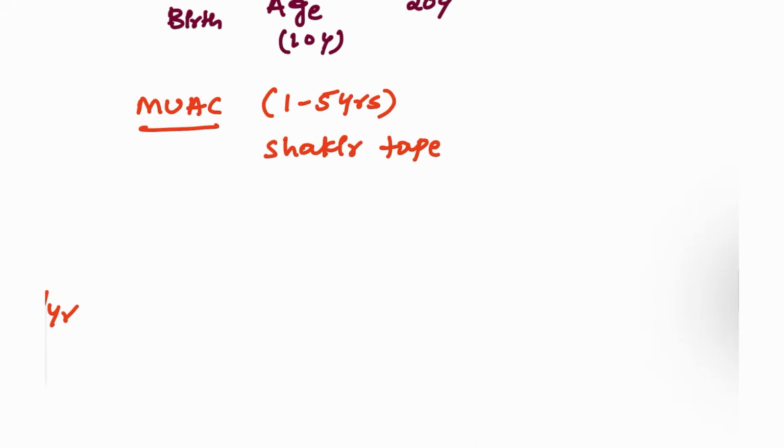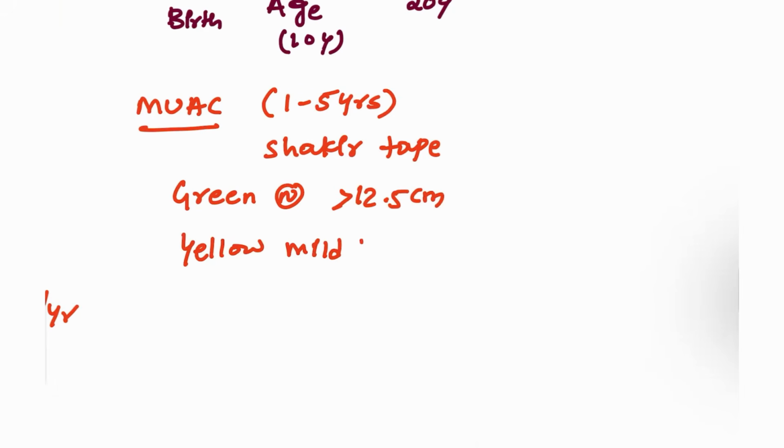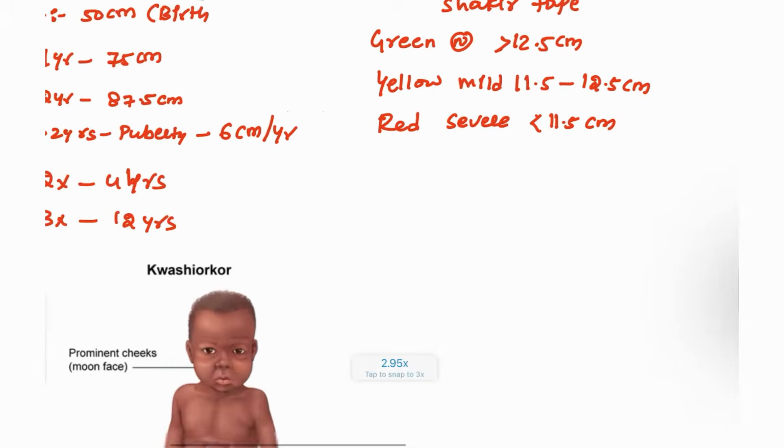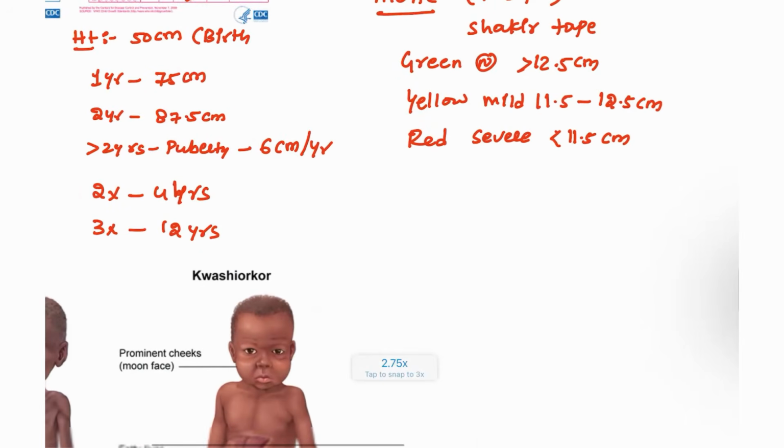So the Shakir tape contains a green color, which will be normal, more than 12.5 centimeters. Next, another one is the yellow. This is the mild malnutrition, 11.5 to 12.5 centimeters. Next, red color. This is severe, less than 11.5 centimeters. This is for the mid upper arm circumference. Okay, this is also important.